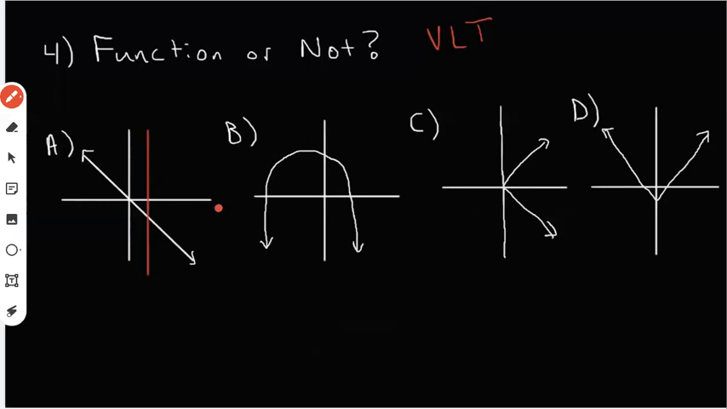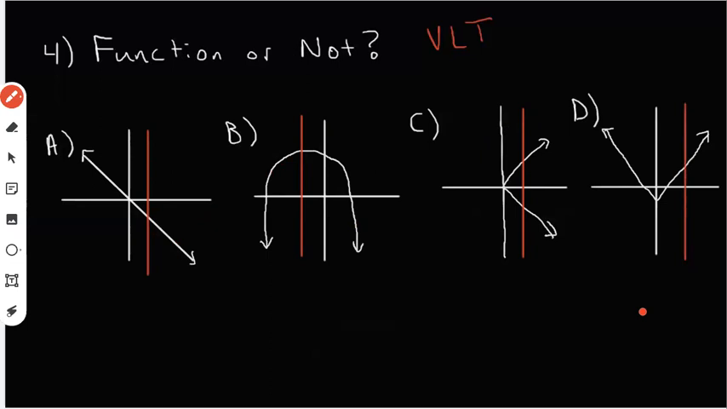I'm going to draw my first vertical line right there. On the second graph, I'm going to do a vertical line right here. Yours might be different. That's fine. I'm going to draw a vertical line right here. And then I'm going to draw a vertical line over here. So I do one vertical line per graph.